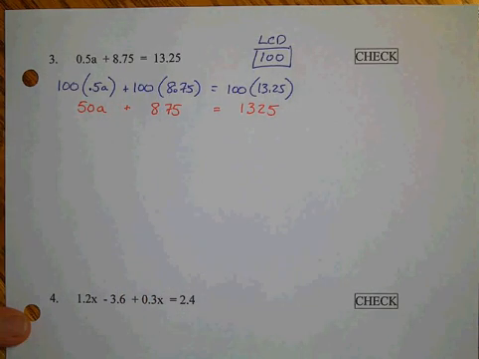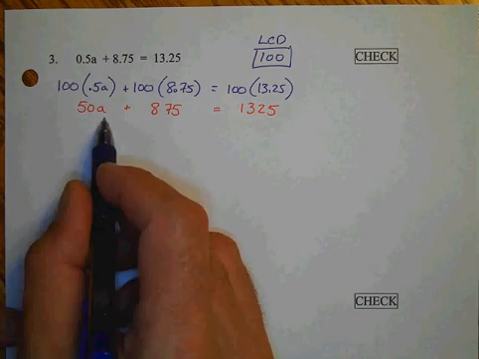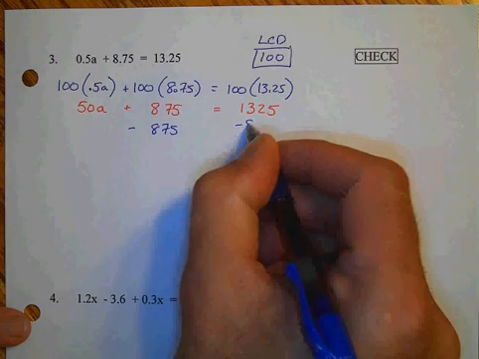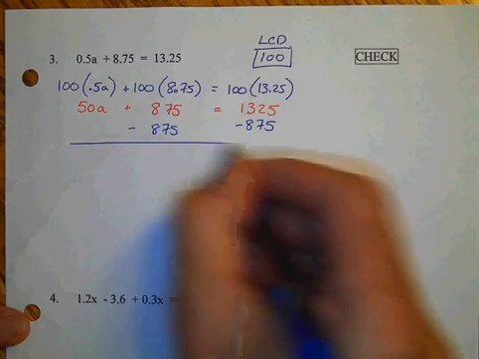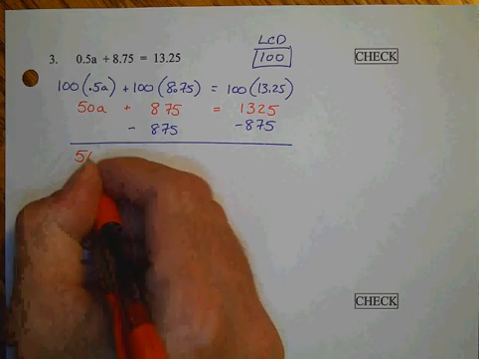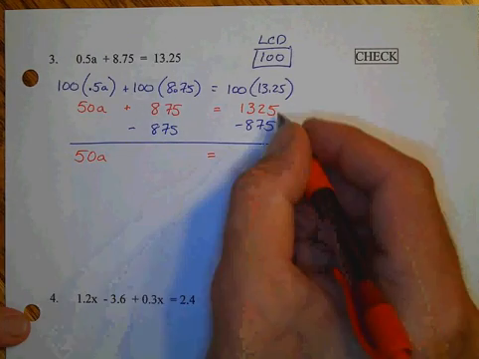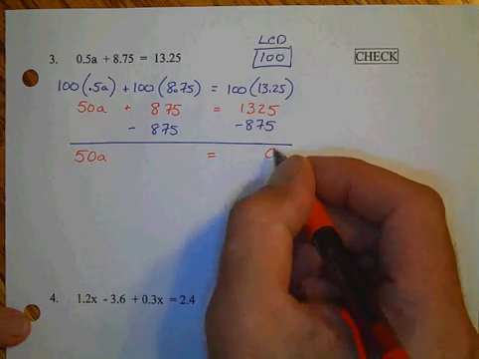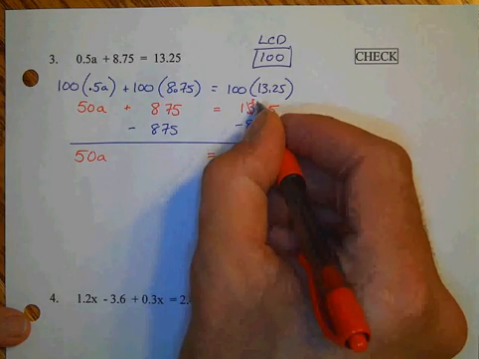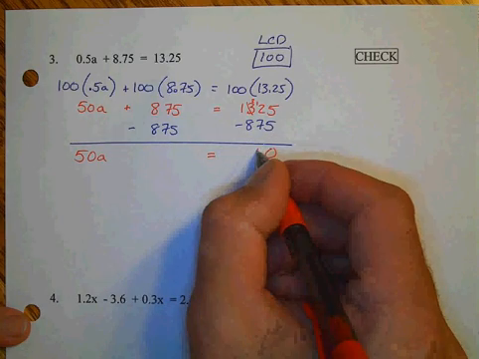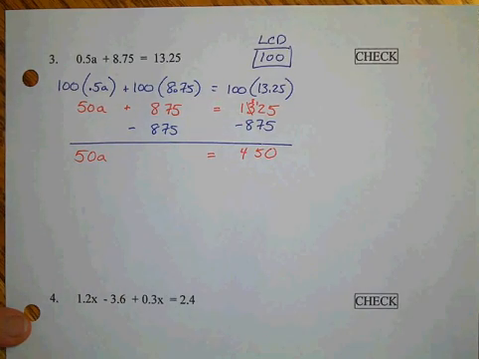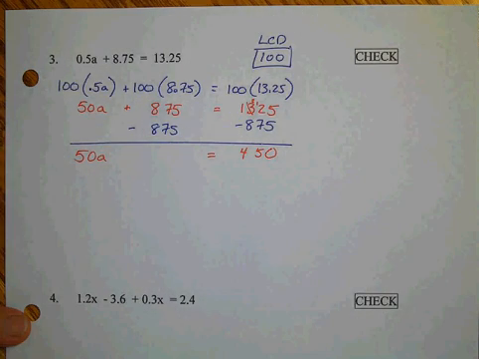Now the problem is very simple to solve. To isolate the 50a, we're going to subtract 875 from both sides. When we subtract 875 from both sides, that leaves us with 50a equals, well, 5 minus 5 is a 0. 25, we're going to have to borrow from there. 12 minus 7 is a 5. And 12 minus 8 is 4. Just trying to show we can do these problems without a calculator.